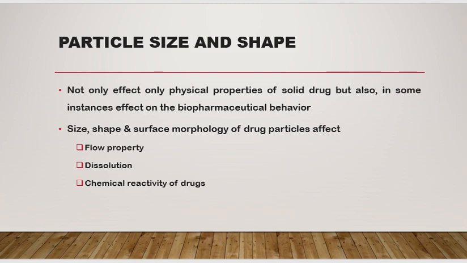Next important property among the physical properties of the dosage form is the particle size and shape. The particle size and shape not only affect the physical properties of the drug, but in some cases also impact the biopharmaceutical behavior, that is, how the drug is getting released and what the impact of the drug is in our body. The size, shape and surface morphology of the drug affect mainly 3 parameters. First is the flow property, next one dissolution, and the third one is the chemical reactivity of the drugs.